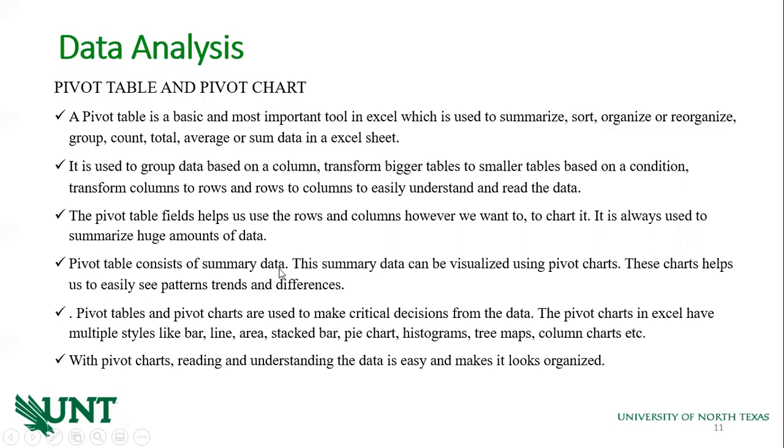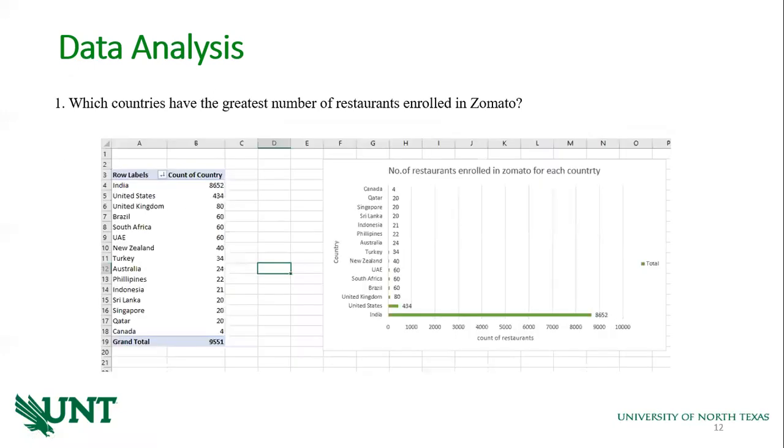A pivot table consists of summary data. This data can be visualized using pivot charts. These charts help us to see patterns, trends, and differences. Pivot tables and pivot charts are used to make critical decisions from the data. The pivot charts in Excel have multiple styles like bar, line, area, stacked bar, pie chart, histograms, tree maps, column charts, etc. With pivot charts, reading and understanding the data is easy and makes it look organized.